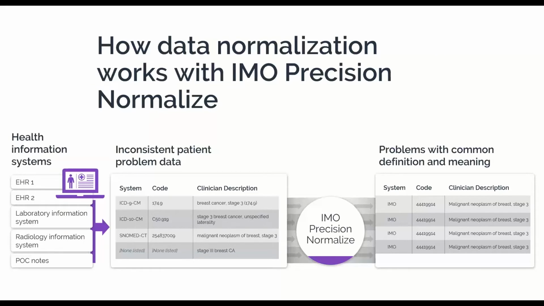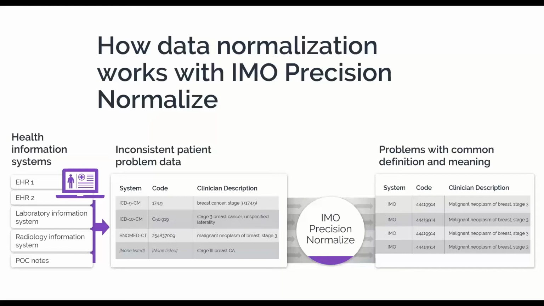So with this slide, I want to show details that explain how data normalization works with IMO Precision Normalize. When data is extracted from diverse health information systems and aggregated, like Ross described, the resulting data set is highly inconsistent and varied. If we look at the data on the left, we have 4 problems that exemplify the kind of data we typically see. And if you look to the right, we see the IMO ID and description that matches those terms.